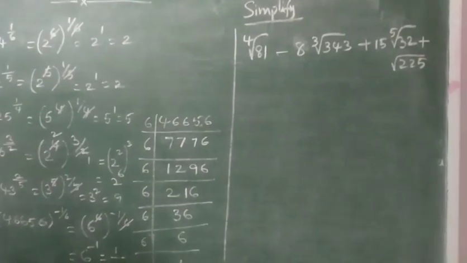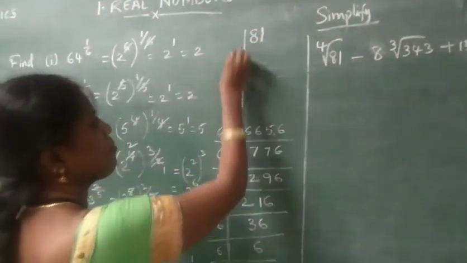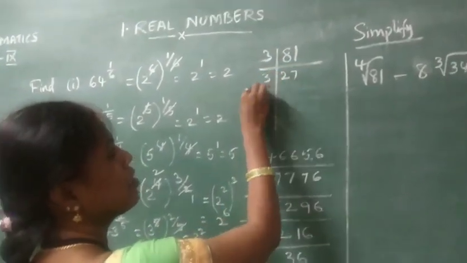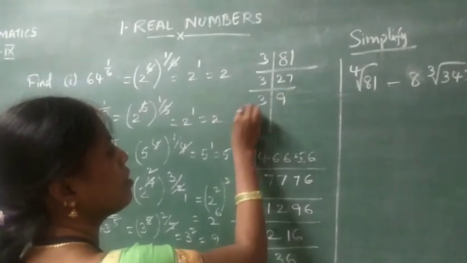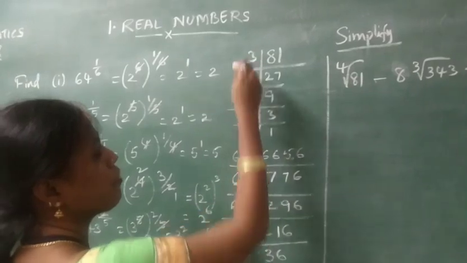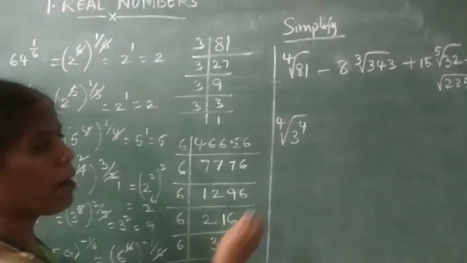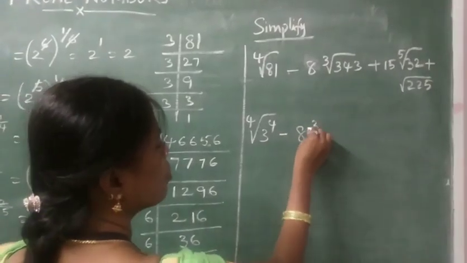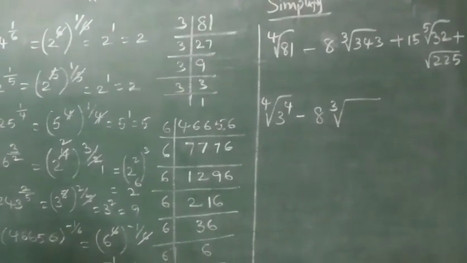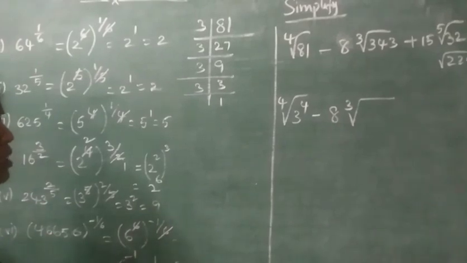Fourth root of 81. As we know, 81, if you divide with 3, 3 twenty-sevens are 81, 3 nines are 27, 3 threes are 9, 3 ones are 3. That is 1, 2, 3, 4, so fourth root of 3⁴, minus 8 into cube root of 343. 343, so let us see with 2. Is it possible? No. With 3?